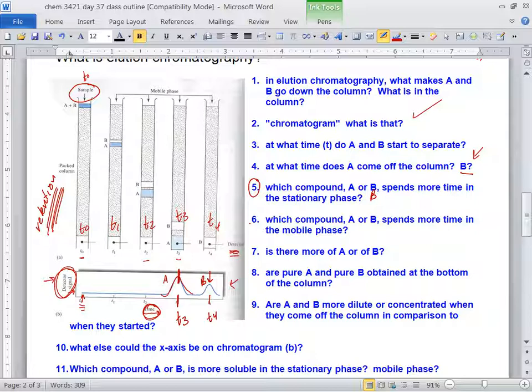So everything spends what in the mobile phase? Same amount of time. Everything has to spend the same amount of time in the mobile phase. That's the only time you can move.